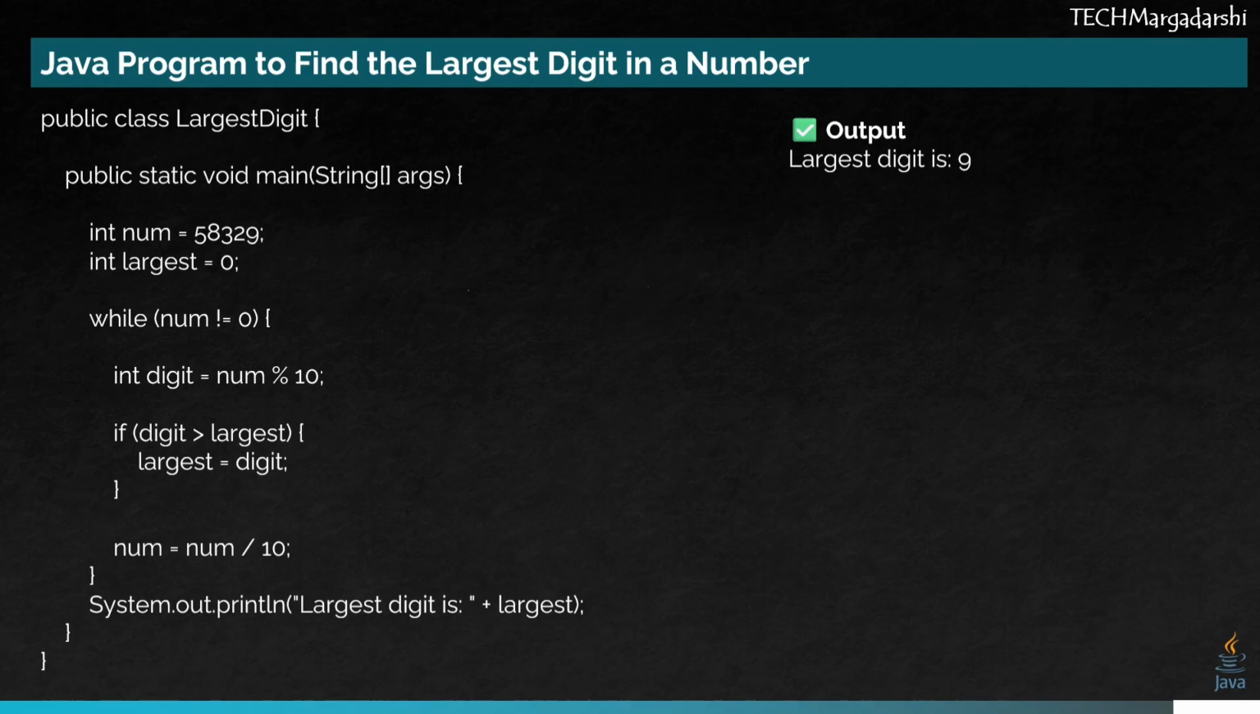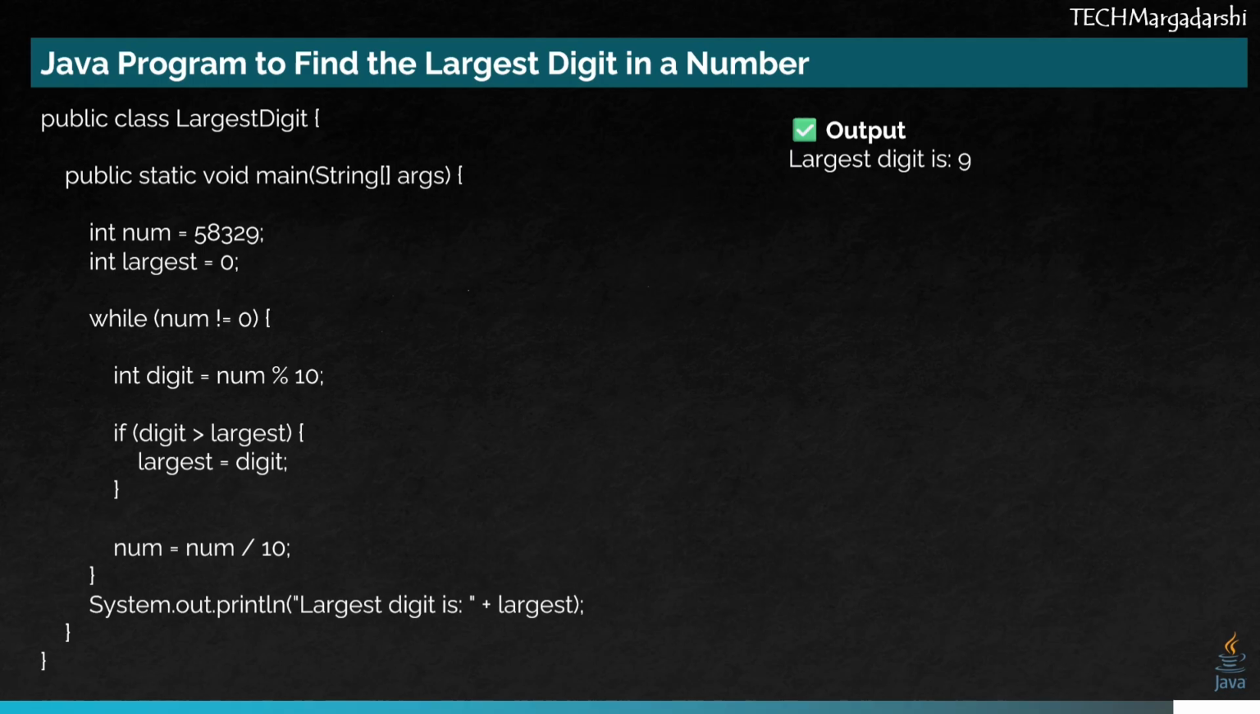Now, next one. Let's understand how to find the largest digit in a number using Java. In this example, we take the number 58329 and initialize a variable largest with 0. Using a while loop, we extract each digit using the modulus operator modulo 10. We then compare the extracted digit with the current value of largest. If the digit is greater, we update largest with that digit.